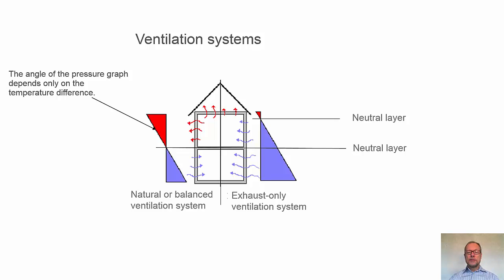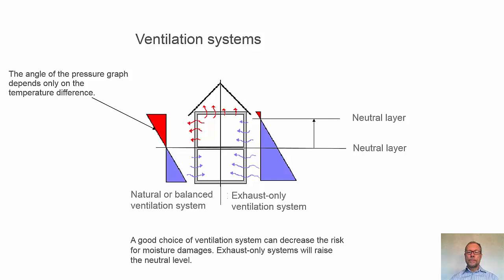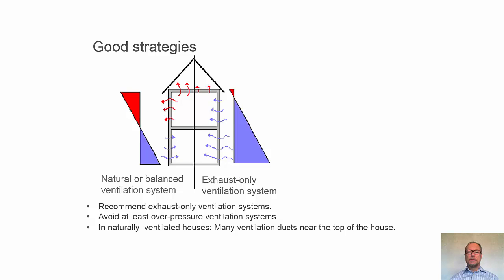However, if we use just an exhaust ventilation system, meaning we just have a fan that sucks out air from the building, the neutral pressure plane, the neutral layer, will move upwards, and then you can have a building with basically just outdoor air flowing into the building and not the other way around. So we move it up here by using an exhaust ventilation system.